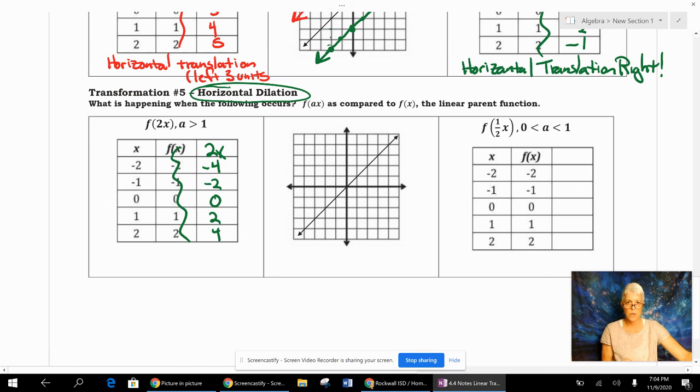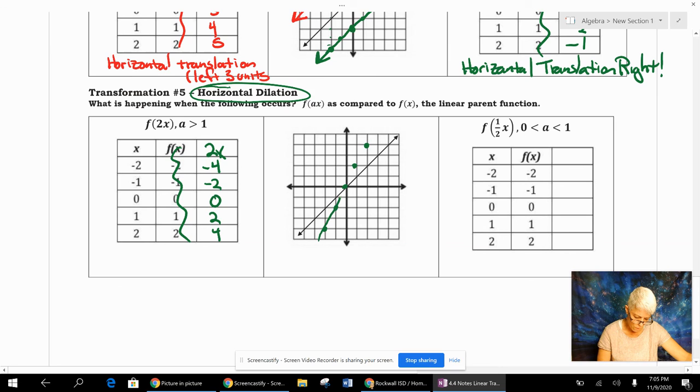Now, the graph that you see right now is the parent function graph. Let's see what happens when we apply this transformation, and then we're going to talk about what's going on here. So I have a -2, -4, -2, 1, 2, 3, 4. I have a -1, -2, 1, 2. I have a 0, 0. I have a 1, 1, 2. I have a 2, 1, 2, 3, 4.